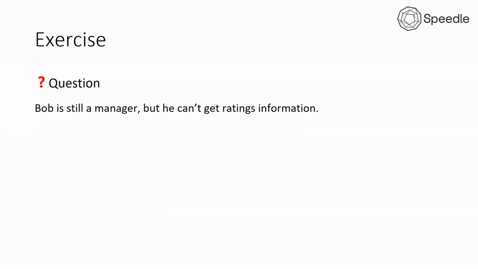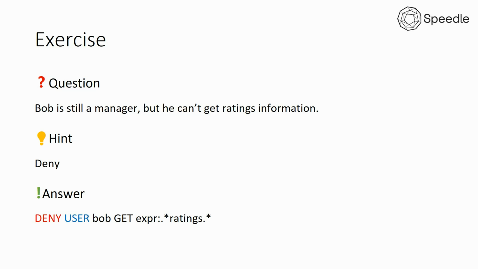This is an exercise for you. The question is that Bob is still a manager, but he can't get ratings information. How to do it? The hint is use a deny policy. The answer is to deny user Bob get ratings.